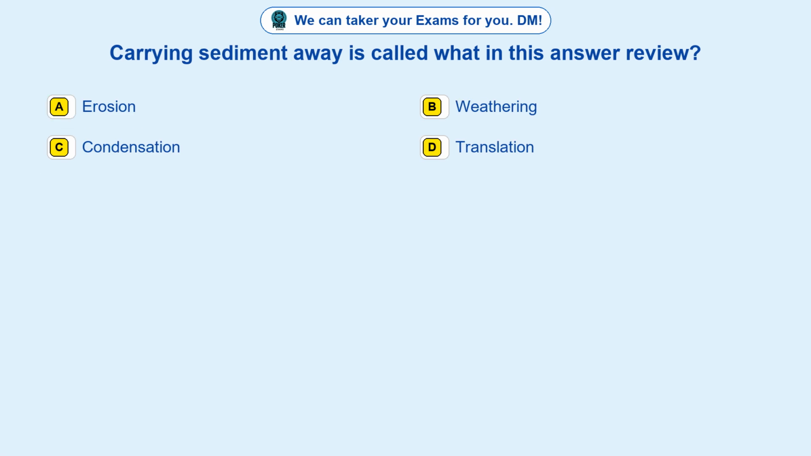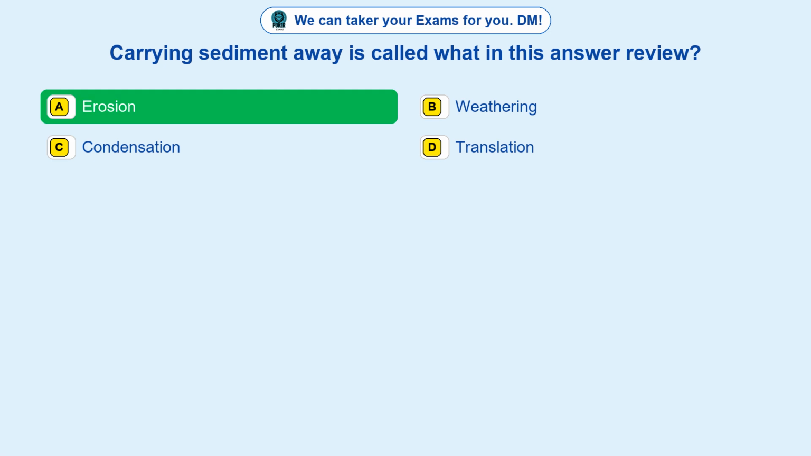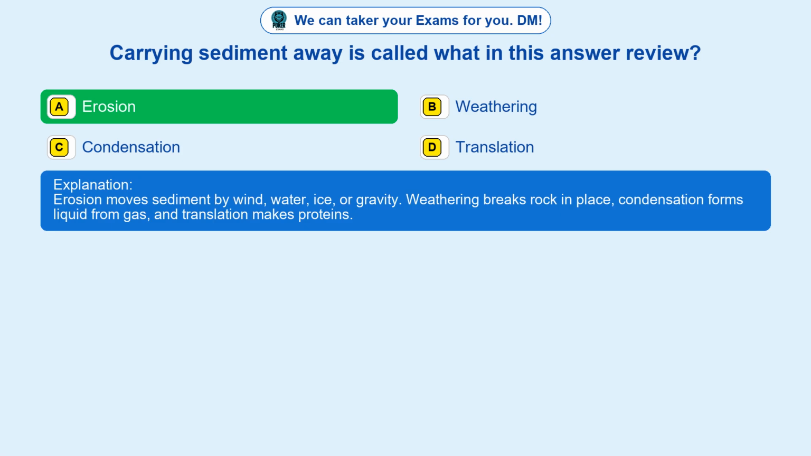Question 82. Carrying sediment away is called what in this answer review? Option A, erosion. Option B, weathering. Option C, condensation. Option D, translation. The correct answer is option A, erosion. Erosion moves sediment by wind, water, ice, or gravity. Weathering breaks rock in place, condensation forms liquid from gas, and translation makes proteins.